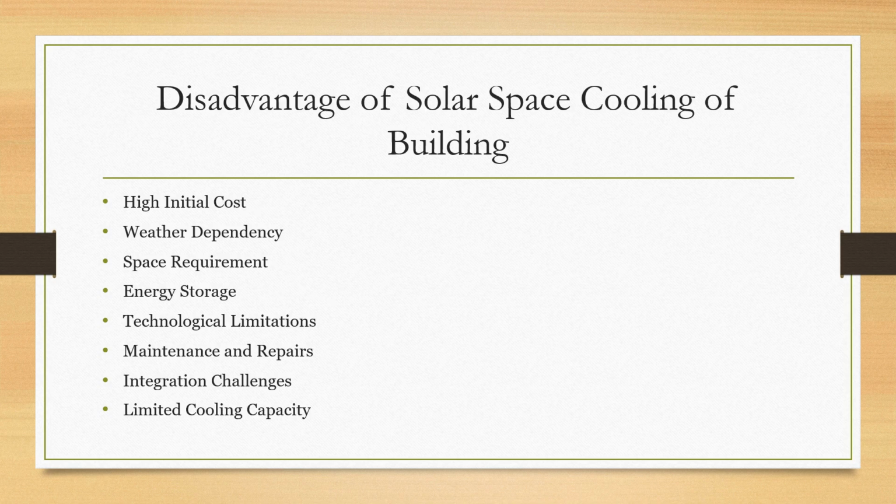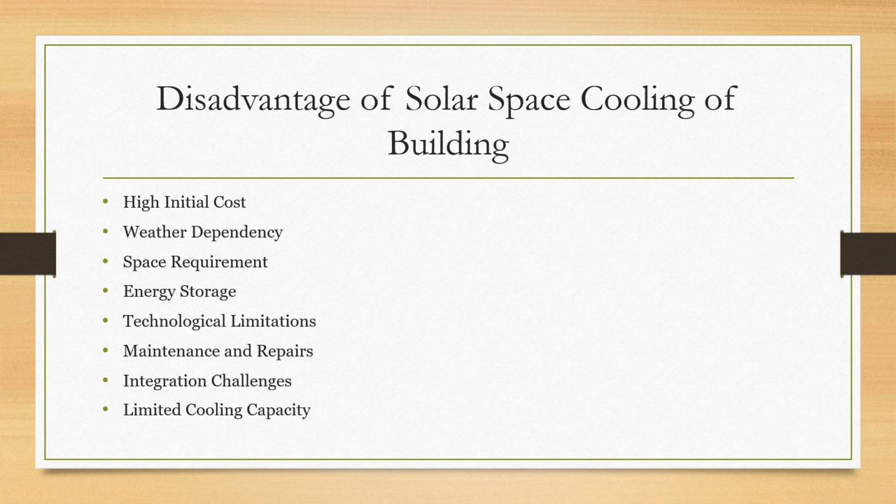Similarly, let's look towards the disadvantages of solar space cooling of building. Initial cost. That is, the upfront cost of installing solar cooling systems can be higher compared to the traditional cooling systems. Weather dependency. It relies on the sunlight to generate power or thermal energy. Therefore, their performance is influenced by weather conditions.